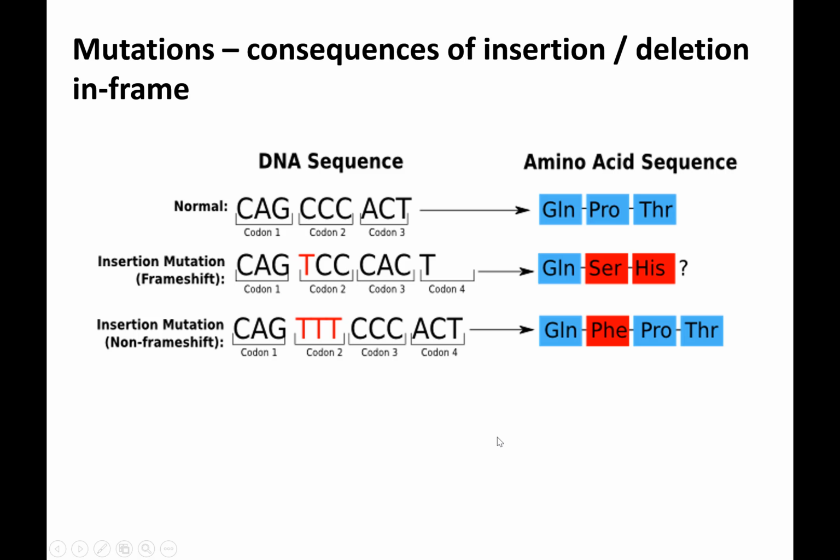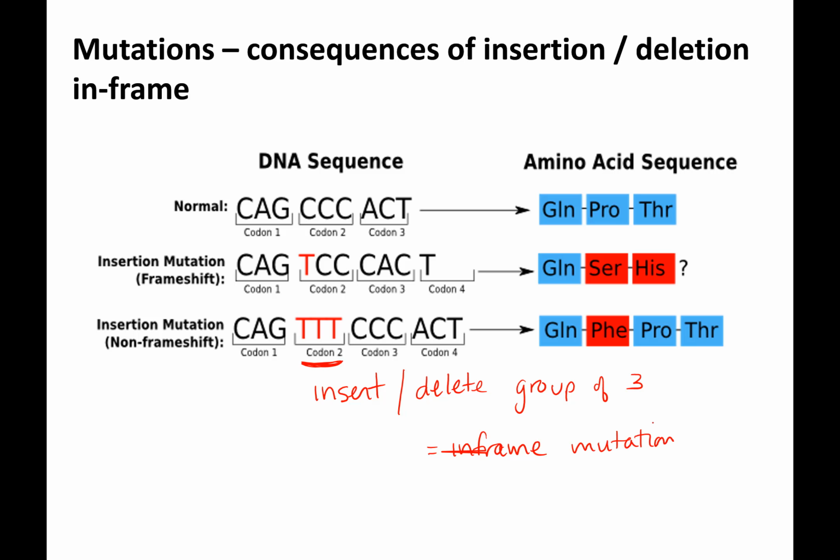The only time an insertion deletion doesn't have a frame shift effect is if you insert or delete in a group of 3. So if you insert or delete a group of 3, a whole codon, it's called an in-frame mutation. Okay. And honestly, I have no idea how common that is.